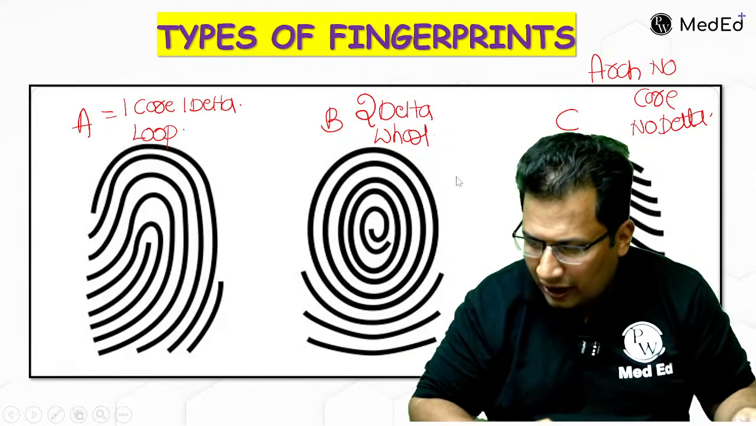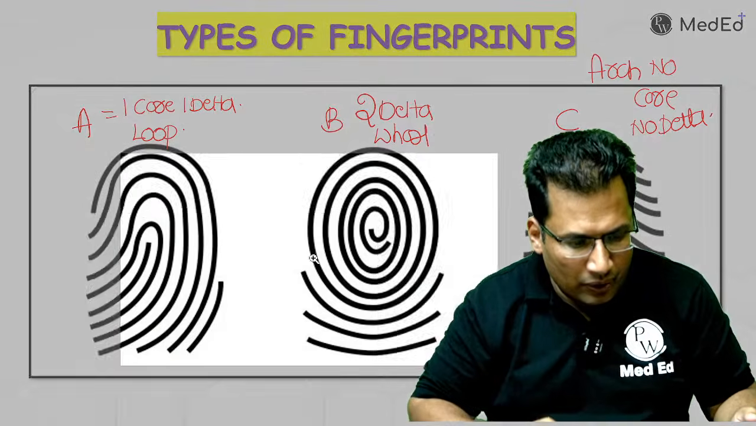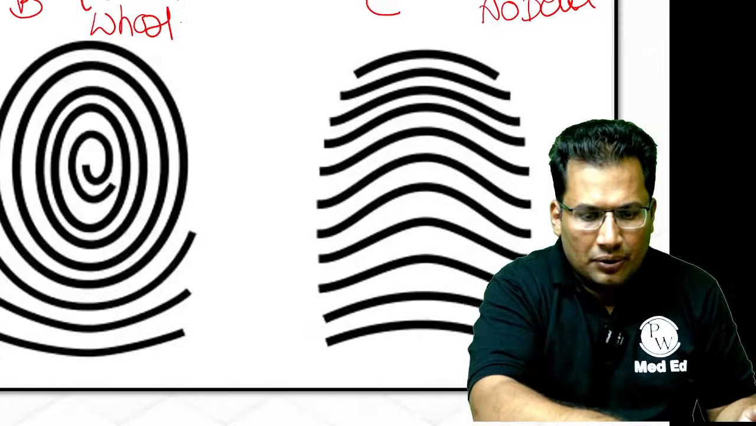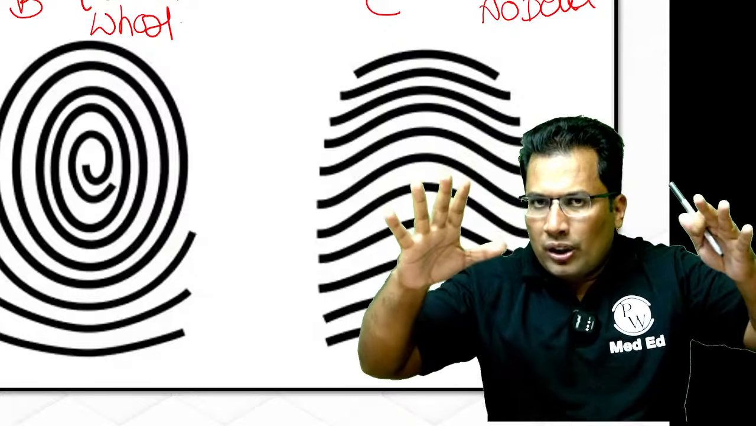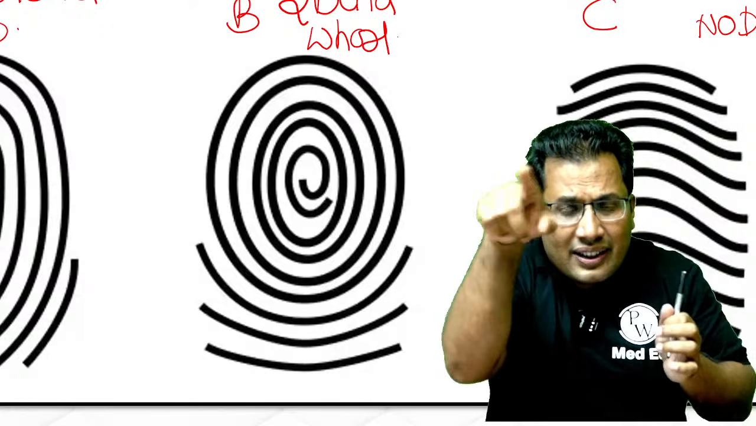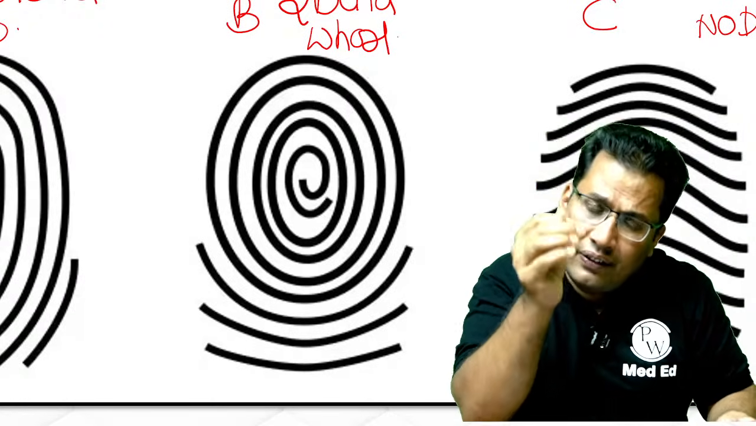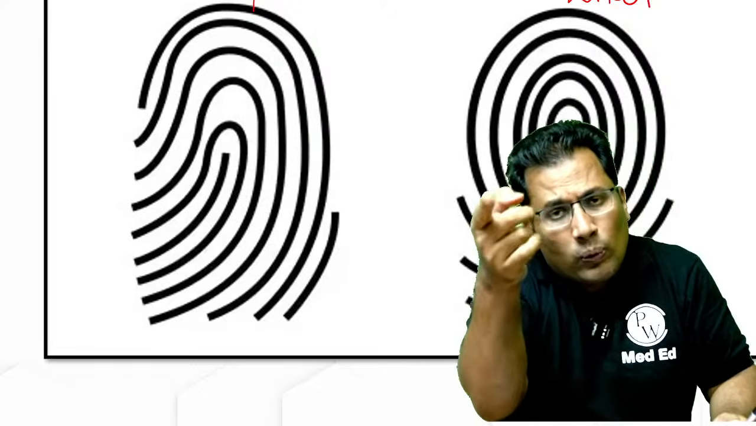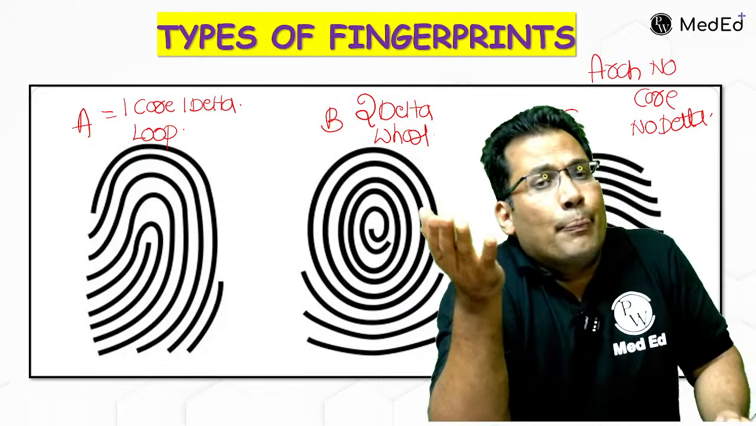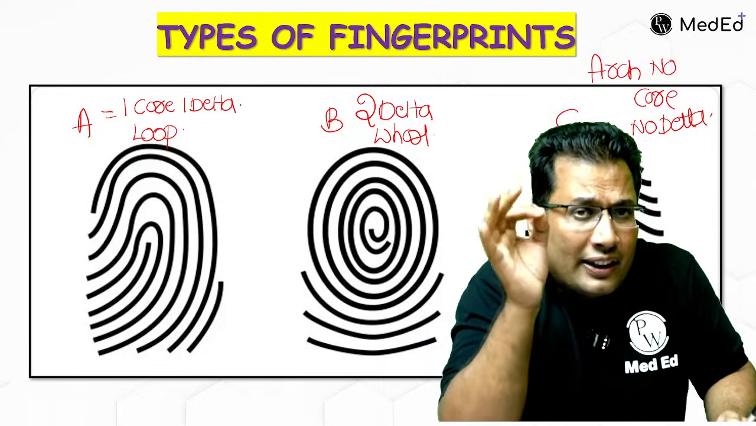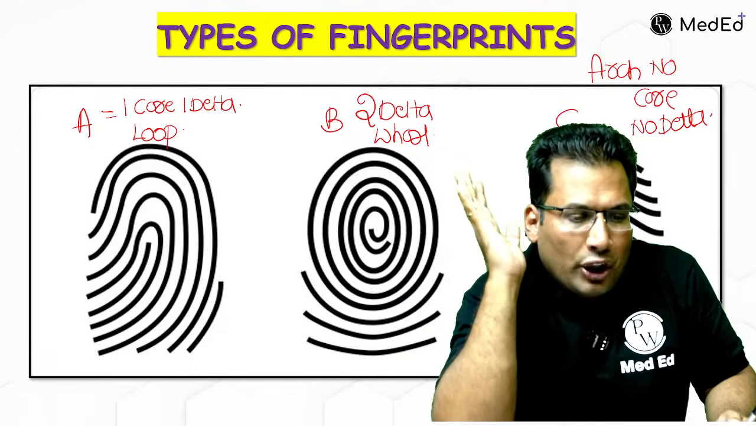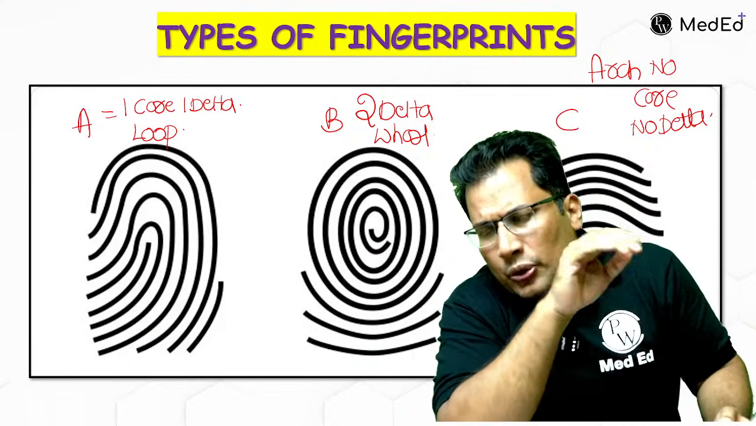So this is a very, very commonly asked question. You can see the image here. Entry point and exit point on different sides, that is arch. Central circle is there, 2 delta are there, then oval. One core, one delta, that is basically loop. When it is mixed, that is known as composite. Most common fingerprint is loop. The least common fingerprint is composite. This is a very commonly asked question. So there are 4 types.